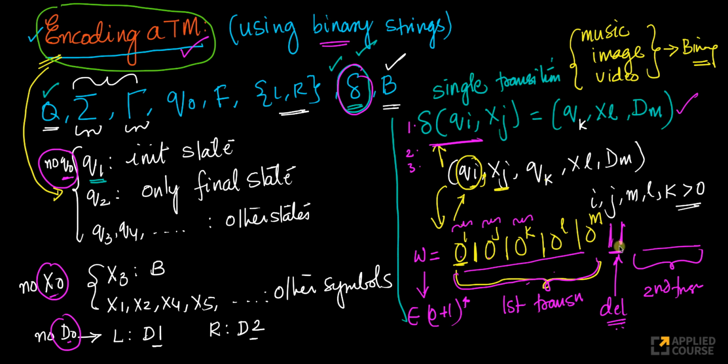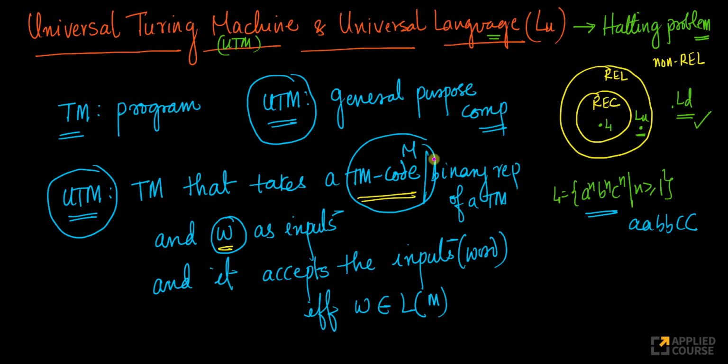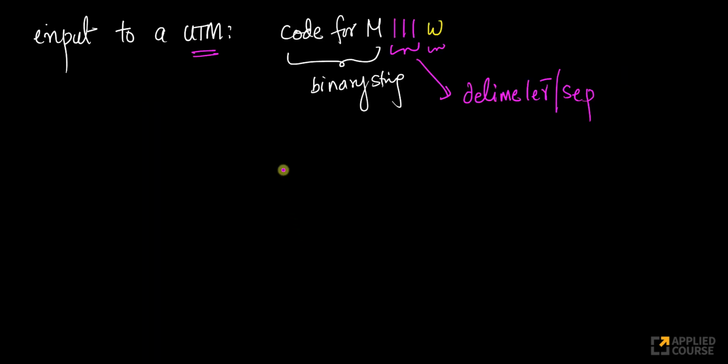So what I'll do now is this. Because I want to give the code for M, and now I'll also give the word itself. This triple one is working as a delimiter or a separator between the code for M and the input itself. This is how I input to a UTM. To a UTM, I need to send 2 inputs, right? One input is the Turing machine code itself. The second input is the word itself. This is how I input it.